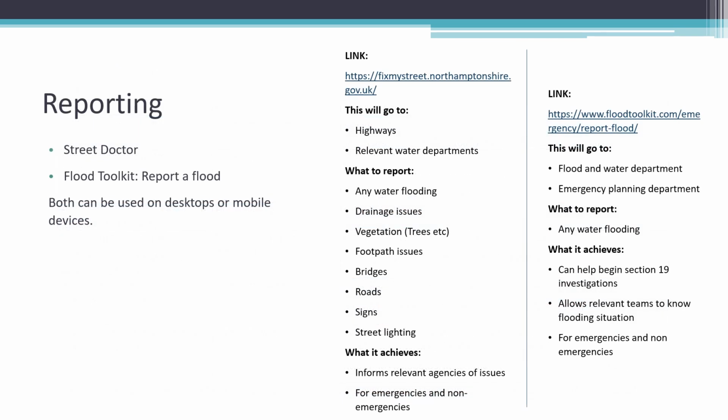On the last slide, I provided you with two URL links to report floods. One will take you to Street Doctor, allowing you to report blocked drains or gullies, and the other will take you to the Flood Toolkit, allowing you to report flooding incidents that occur. On this slide, I provided you with some more information on the two methods. Please take some time to explore the services, and if you have any questions about how to use either of these services, please send me an email.